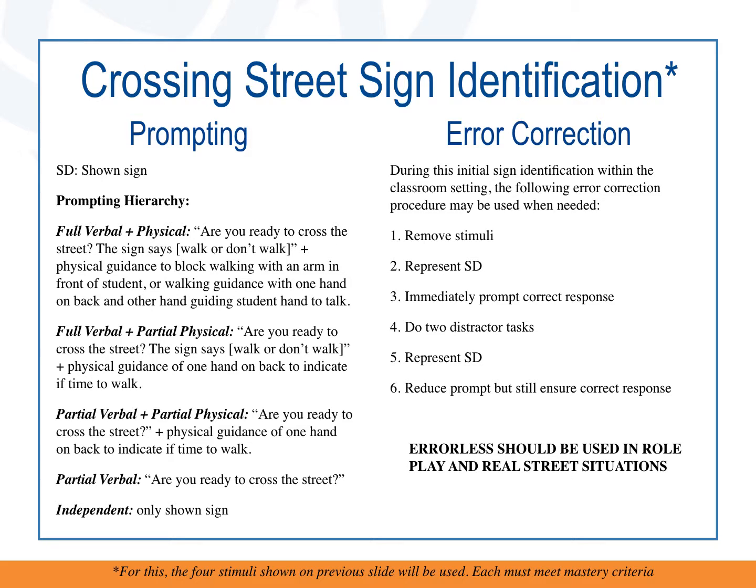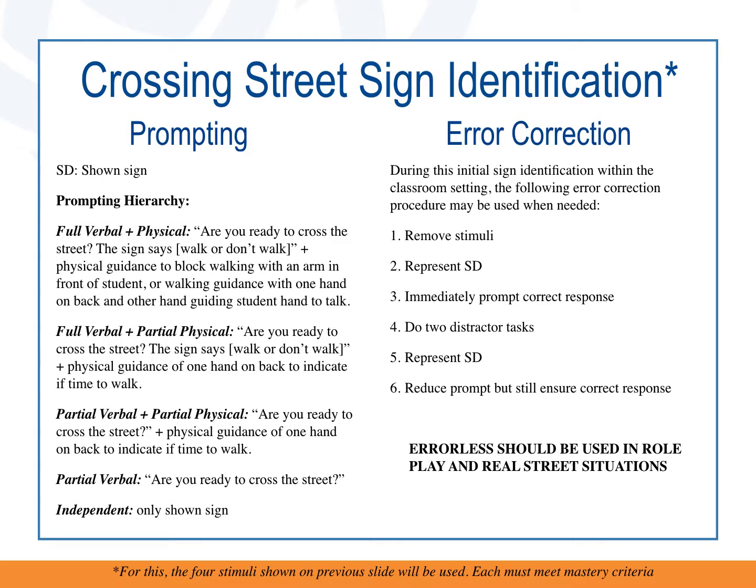So: are you ready to cross the street? And then the sign says, so still giving that full verbal. And then just physical guidance of the hand on the back, hopefully, to indicate when it's time to walk only. When it's not time to walk, hopefully not needing the block anymore. Then fading the verbal as well, so just saying are you ready to cross the street, not specifying what the sign says, still with the partial physical, fading it down to just the are you ready to cross the street verbal cue.